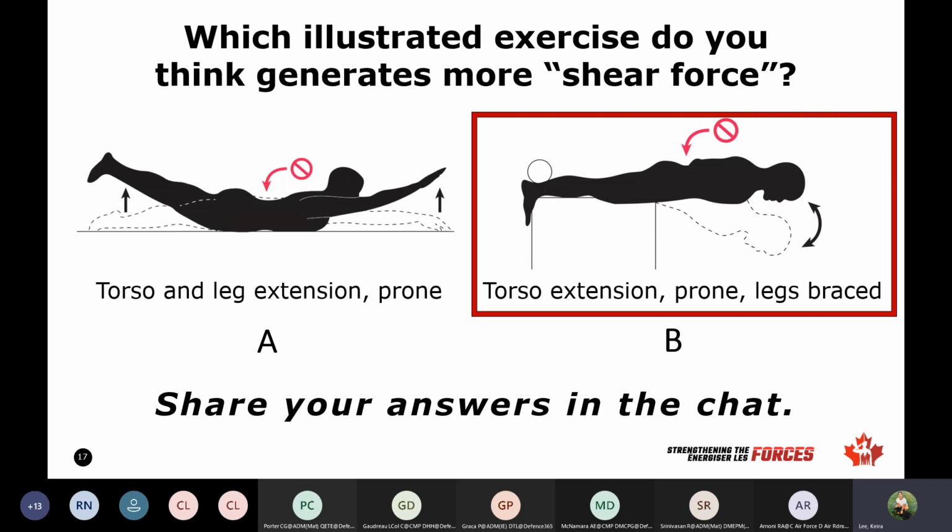So I invite you to share your answers in the chat. We've already gotten a few, basically a mixed bag of answers so far.